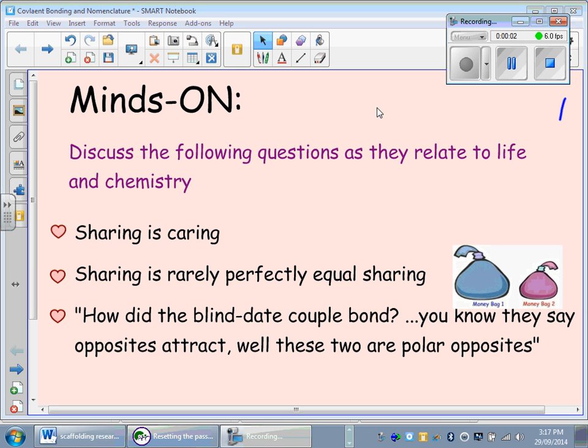Welcome students. In the last lesson we learned about ionic bonding, and we learned that it was one particular type of bonding where you have a metal bonded to a non-metal. Now the bonding doesn't begin and end there. There is another type of bonding which is referred to as covalent bonding.